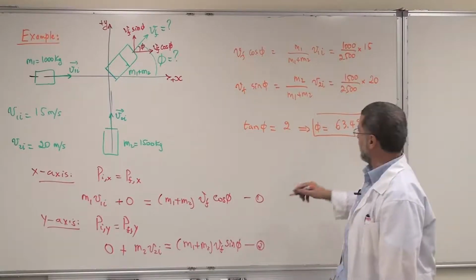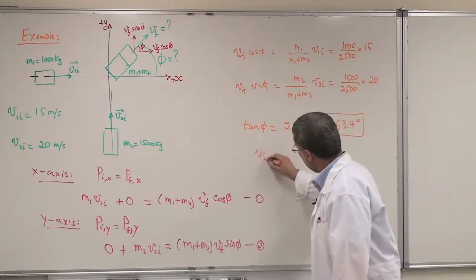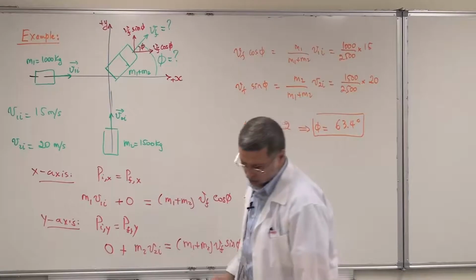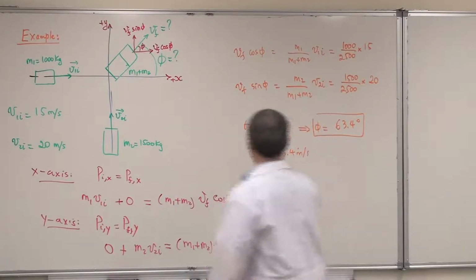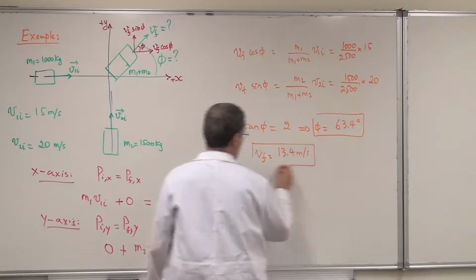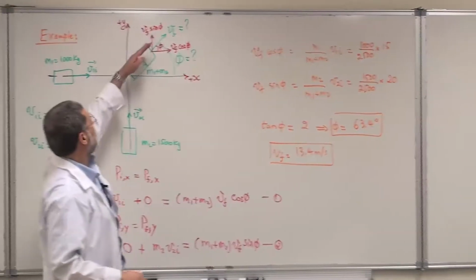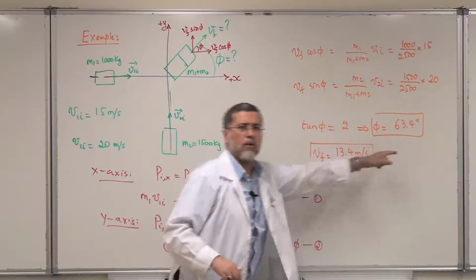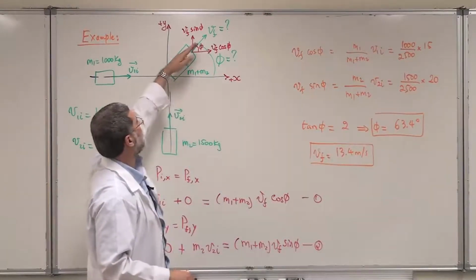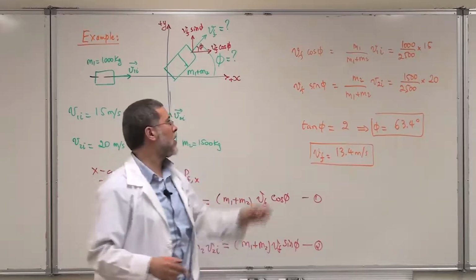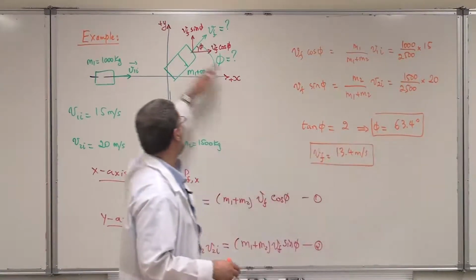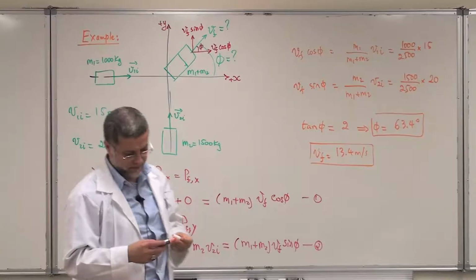because we know the right-hand side of that equation. If you put that in, you get v final equal to 13.4 meters per second. So this is the answer. The angle theta is 63.4 degrees, and the final velocity after the collision is 13.4 meters per second, making an angle of 63.4 degrees with the positive x-axis.